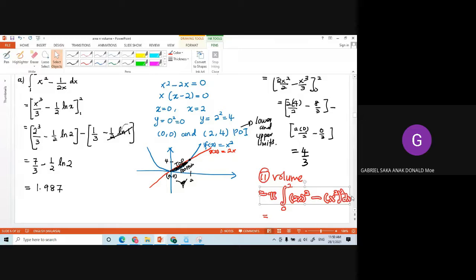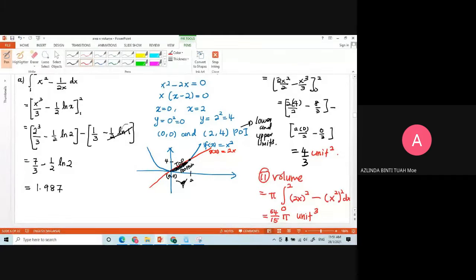64/15 pi. 64/15 pi, correct. Thank you. If you would like to write down the unit, it will be unit to the power of 3 because it is volume. Kalau area, unit square. It's not important for you to write down the limit. It doesn't matter whether you put the limit or not. Examiner just looks at the value of your answer.